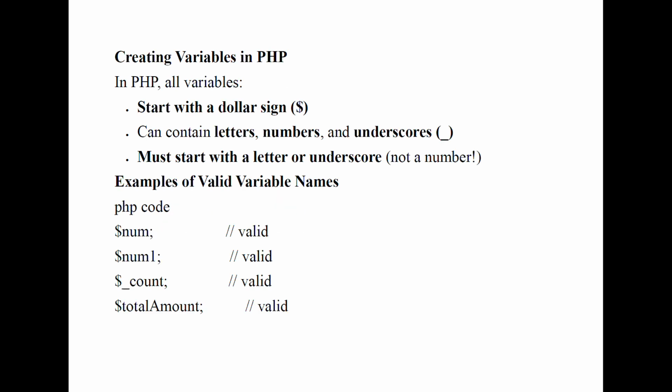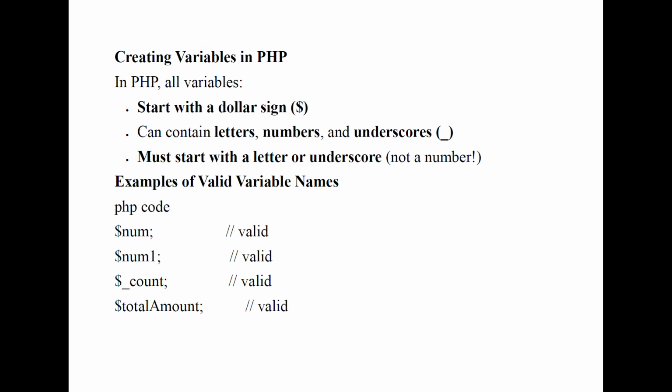So before creating the variables, we need to follow some rules. In PHP, all variables should start with a dollar sign. The variable can contain letters, numbers and underscores. Third, it must start with a letter or underscore and not a number.